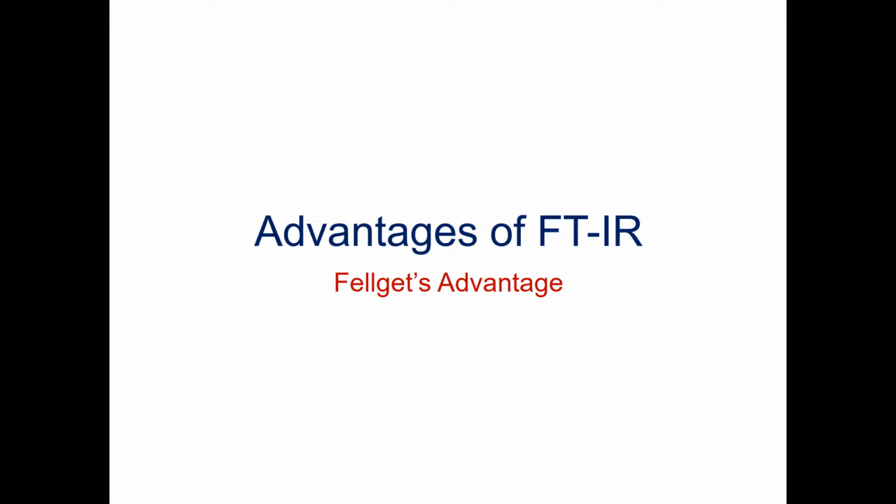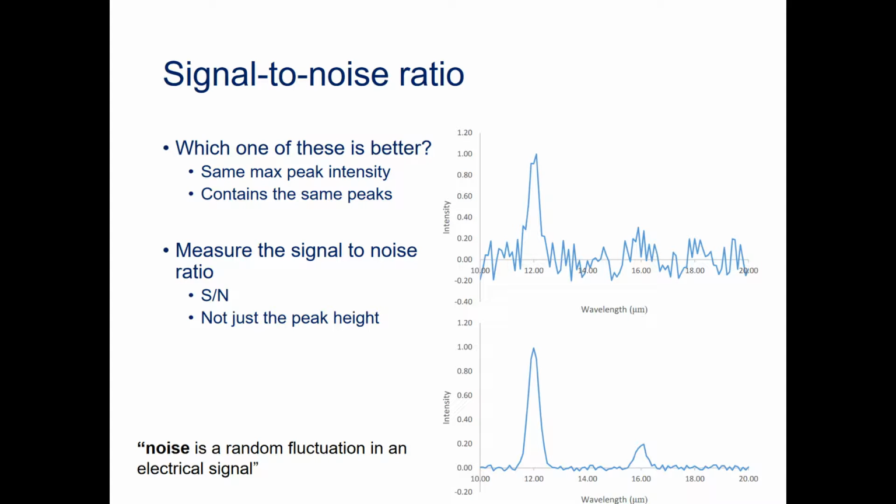The final advantage of the FTIR is Fellgett's advantage, which is to do with signal to noise ratio. The bottom graph is the better of the two.